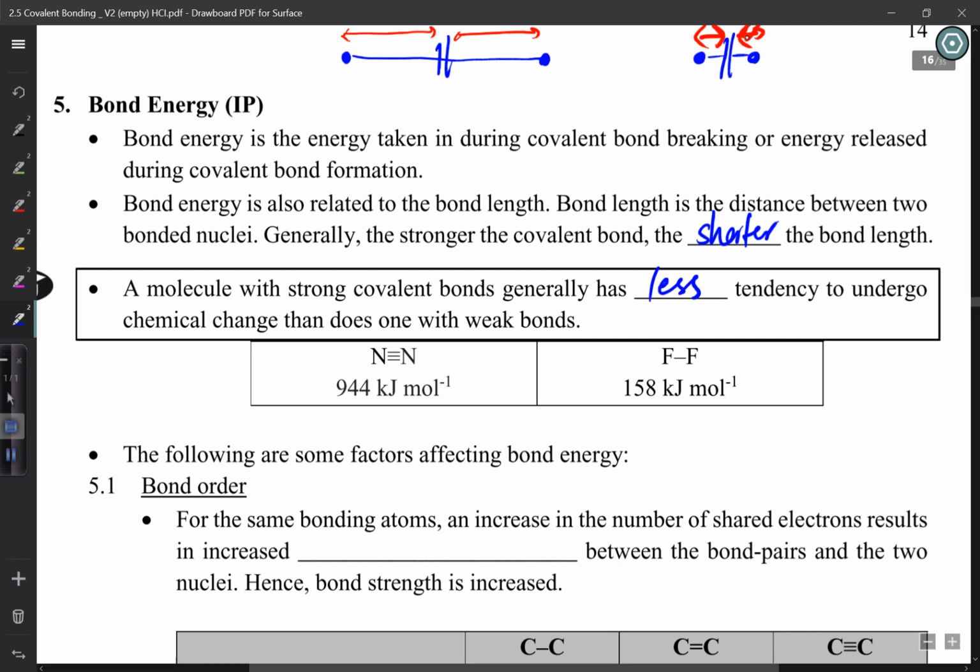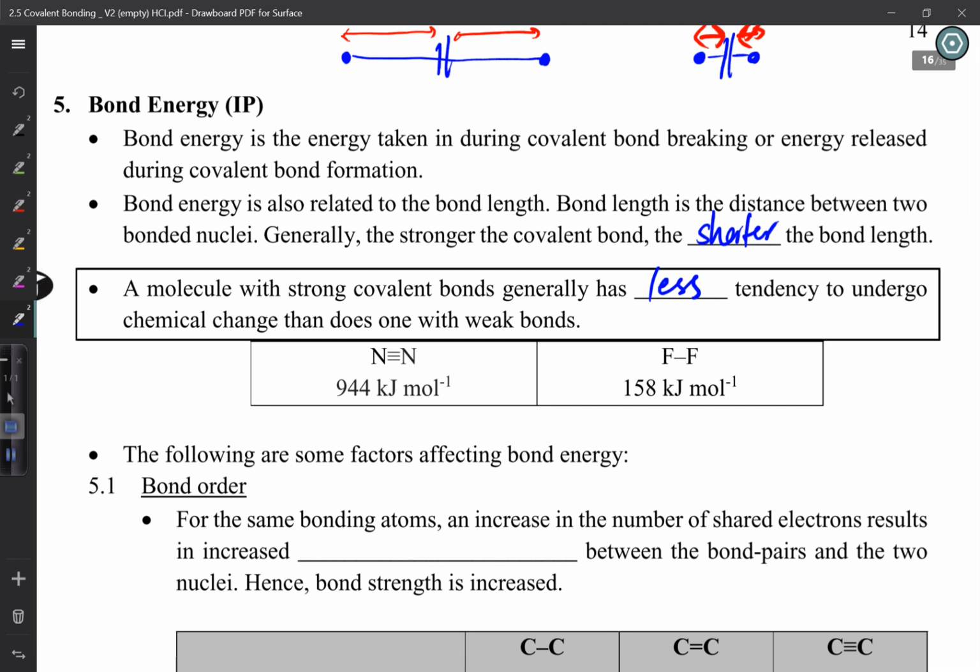But say for example nitrogen. The nitrogen triple bond is actually the strongest triple bond in your syllabus. It has a bond energy of 944 kJ per mole. This means that in order to break 1 mole of this N≡N bond, you need to input 944 kJ of energy, which is normally not achievable at room temperature and pressure.